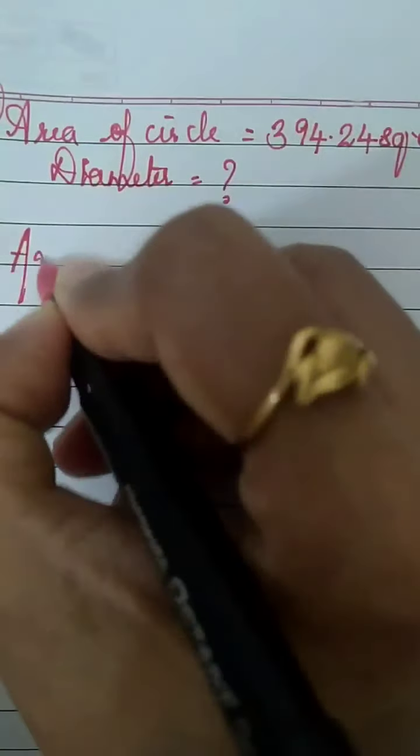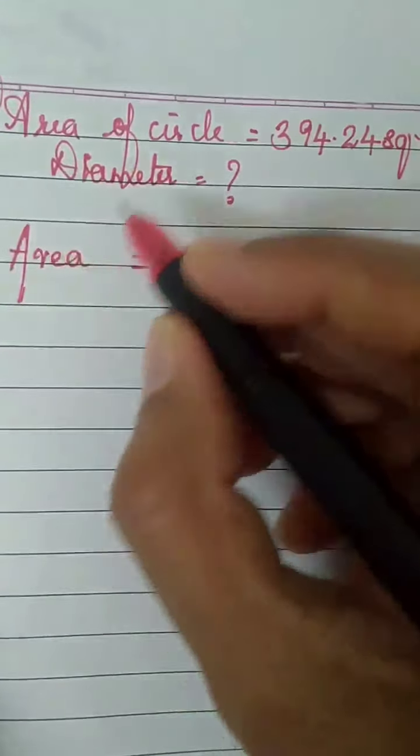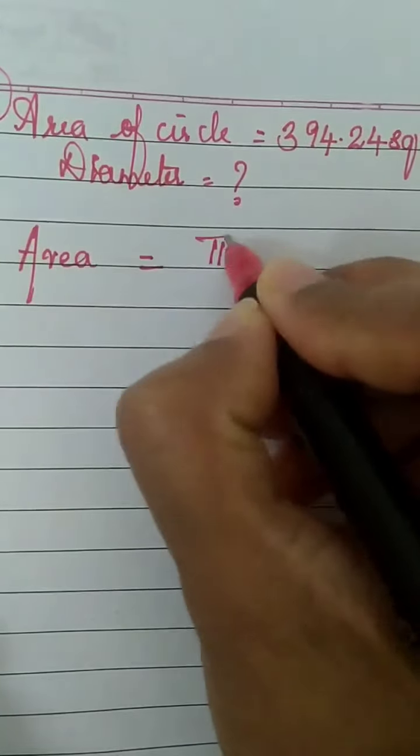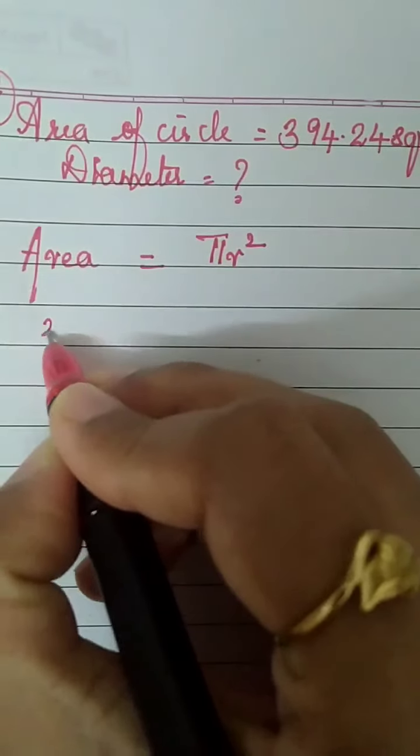Let us write the formula for area of circle. Area is equal to... circle I have written in the first step, no need to write again and again. Area formula is pi r square. How much is area? That value you write.